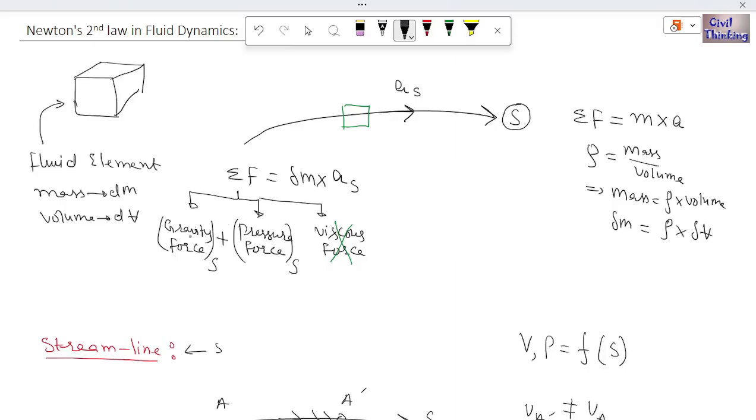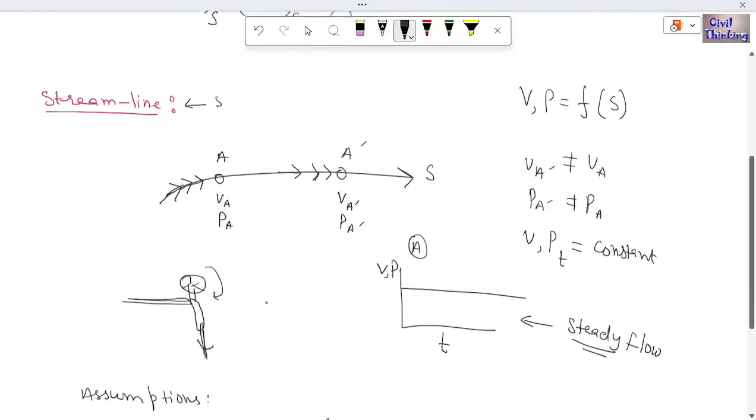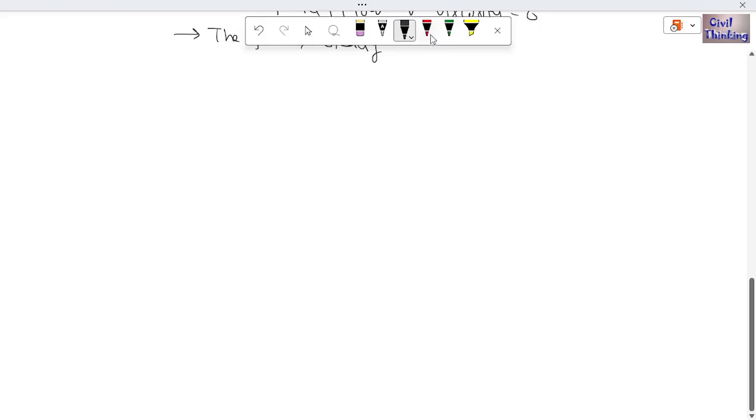So one by one, we will first find the gravity force along the streamline, then we will apply the pressure force along the streamline, and then we will add them up and equate them to this. So let us begin one by one. So gravity force, let us talk about gravity force.